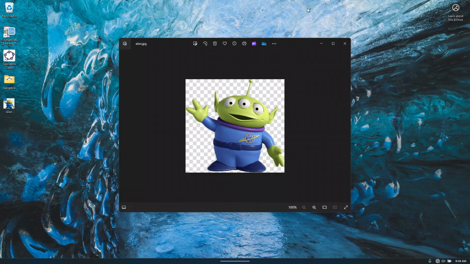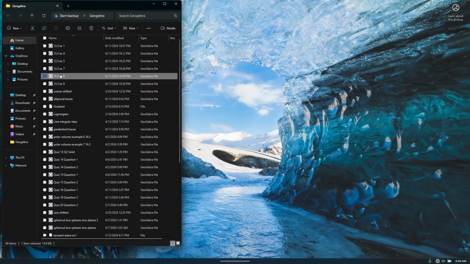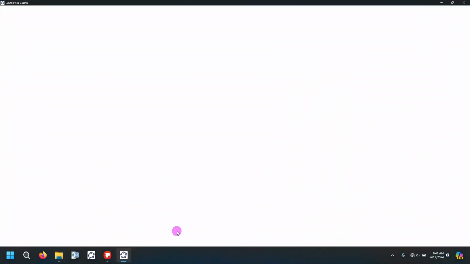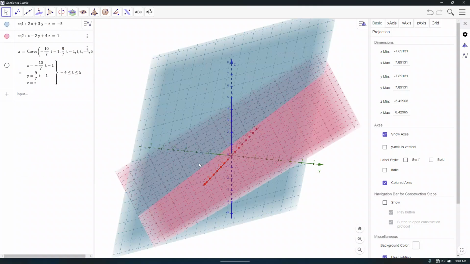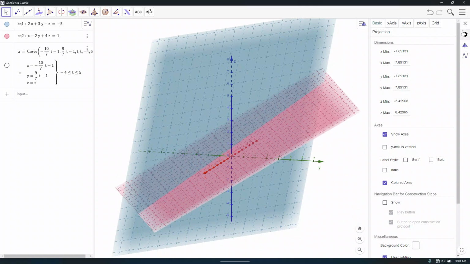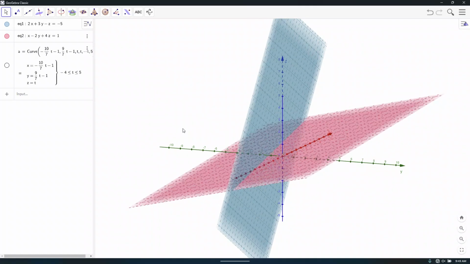Okay, let's go to GeoGebra. Okay. So that was example number 8, right? Example number 8. That's supposed to be here. Okay. So what did we have? Two planes, the two given planes. Do you see how these planes are intersecting at a line? Right? What is that line?